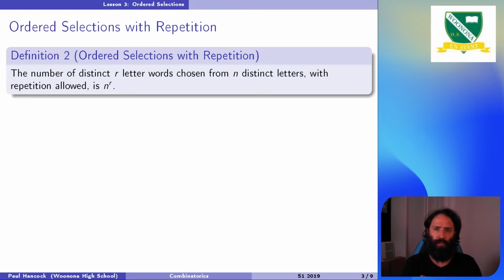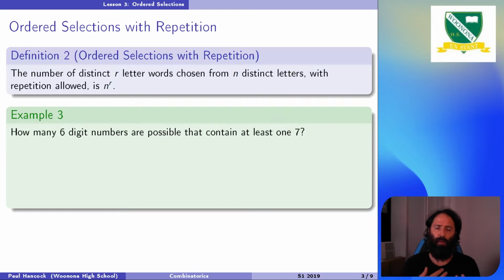But with repetition, that means essentially I put the letter back in, so I record it, and then I put the letter back in and shake it up, and I've got still N letters left in the bag. So every time I make a selection, those R times to fill in the grid, I've still got N choices. So N times N times N times N. So in this case, it's not N factorial, it's N to the power of R.